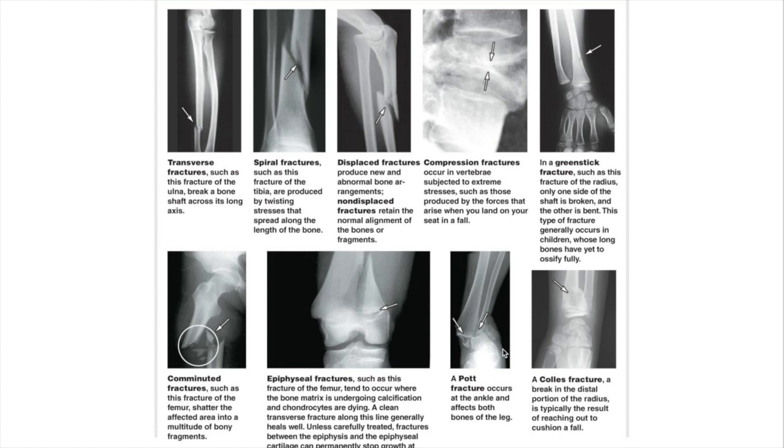A Pott fracture occurs at the ankle, and it affects both the medial and the lateral malleolus. And then a Colles fracture is a break in the distal portion of the radius that might happen when you reach out your hands to catch a fall, and you end up breaking your wrist. And that is the skeletal system.